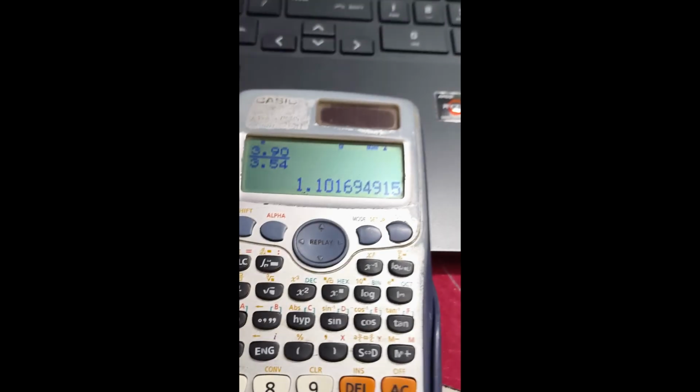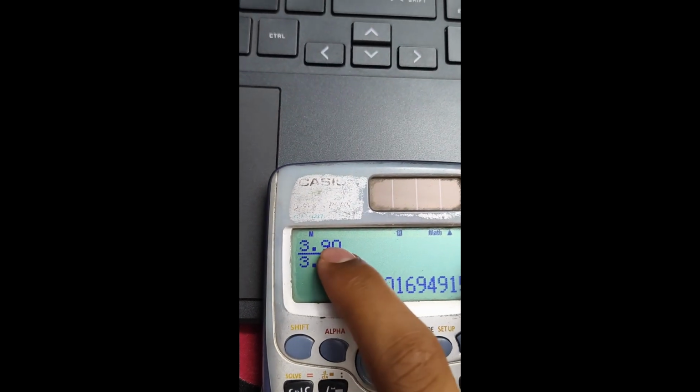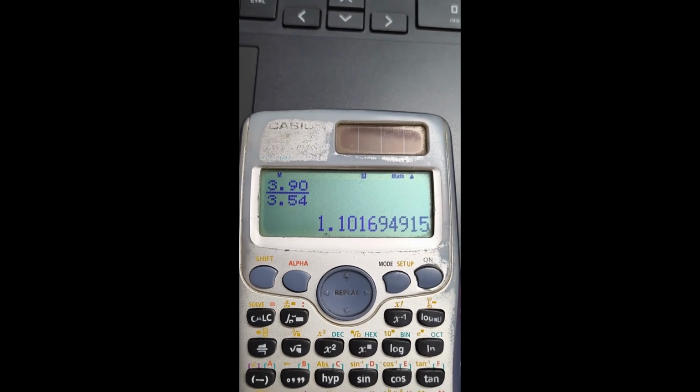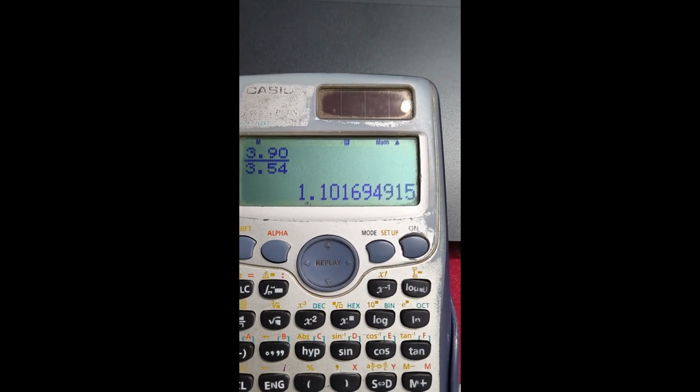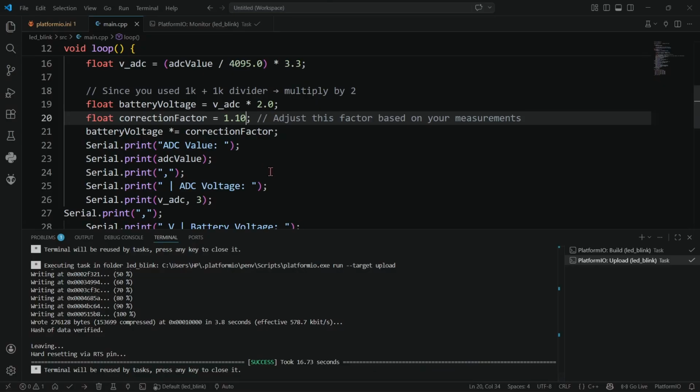So I'll show you how we can get the correction factor. The actual voltage 3.90, we divide it by the voltage we are right now getting. So we will get that as 1.12 something. So we multiply with a correction factor of 1.20 to the actual voltage and again display it on the screen.